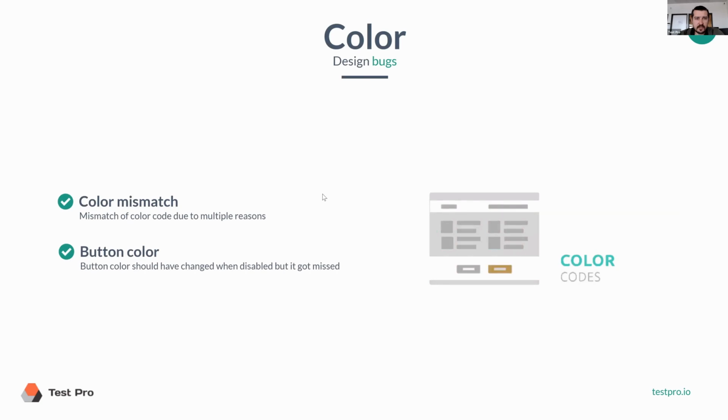Color, of course, like color mismatch. A very frequent one is when a button should be disabled, usually a gray color, but then they forgot to change it back to the original color. So it looks like you cannot really click on it.